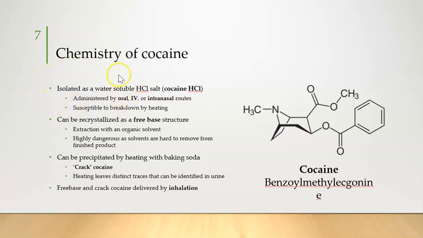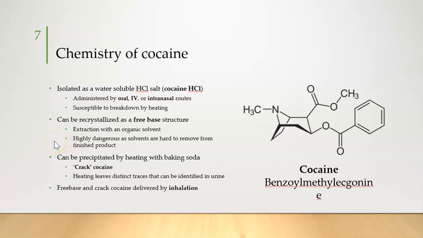Now, it is susceptible to being broken down by heating, so if you heat this cocaine HCl, then it can break down, and then you no longer have functional cocaine. Now, the water soluble HCl can then be recrystallized as a free base structure. How that works is you take this water soluble salt and then you extract it with an organic solvent. And we'll actually talk about some of those organic solvents in the next slide.